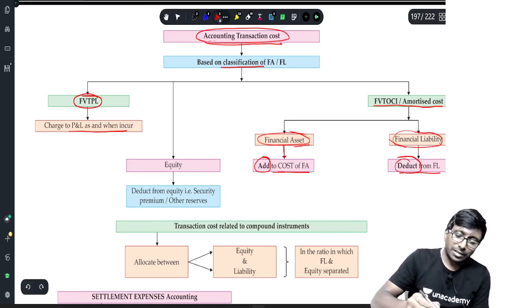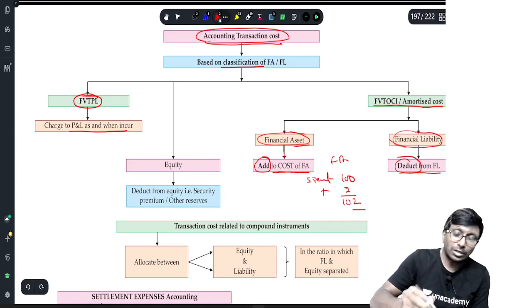What is the point here? Suppose you spent 100 rupees, and the transaction cost you have incurred is 2 rupees. If it is a financial asset, then your total cost is 102. And suppose you have taken a debt, a loan.